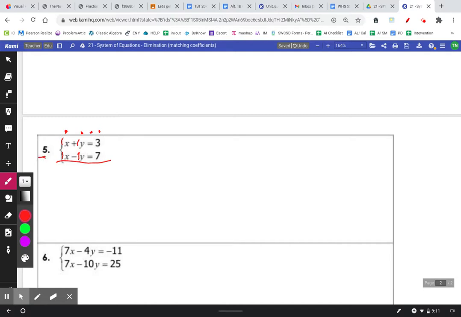Okay, 1x minus 1x is 0. Okay, so I have a 0 here. Now I have 1y minus negative 1y. 1 minus negative 1 is positive 2y. And now I have 3 minus 7, which is negative 4.